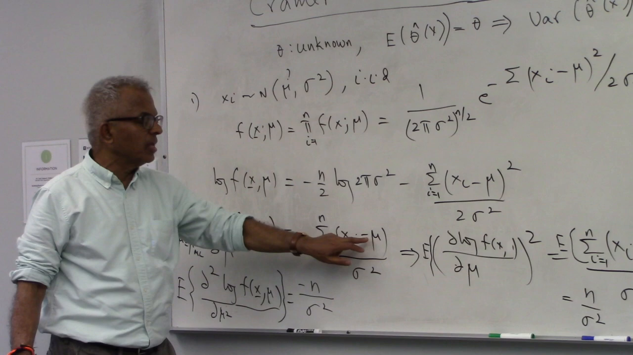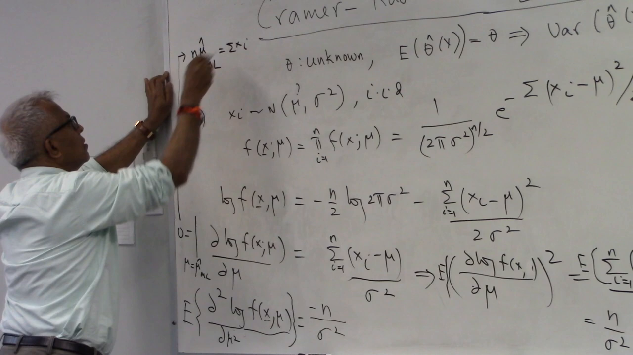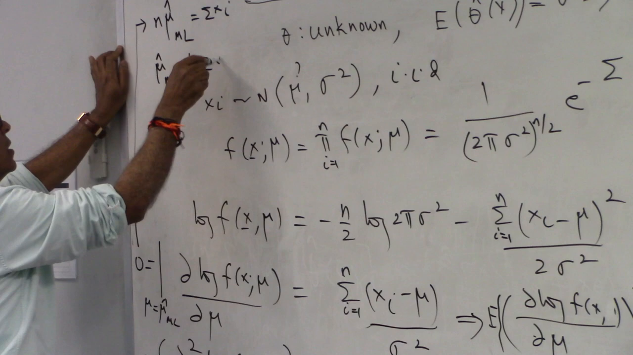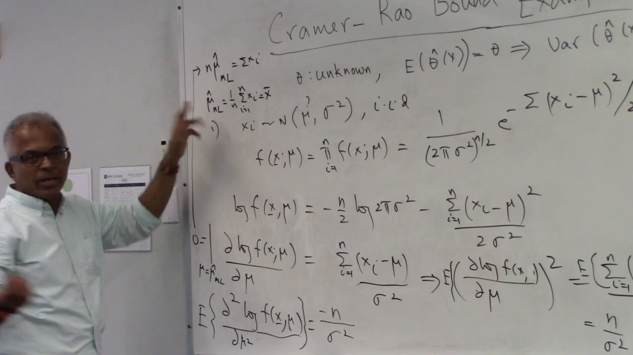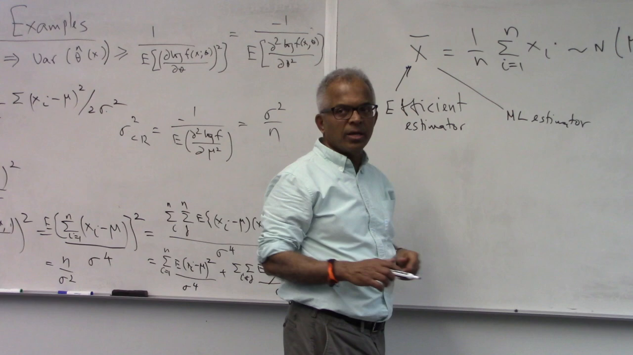From here you can see that n mu hat is sum of x_i. So this gives you n mu hat ML is sum of x_i, or mu hat ML is 1 over n sum of x_i, i equal to 1 through n. But that's your x bar. So x bar is also the maximum likelihood estimator, as the theorem says. So the sample mean is efficient, and consequently, it's the maximum likelihood estimator.